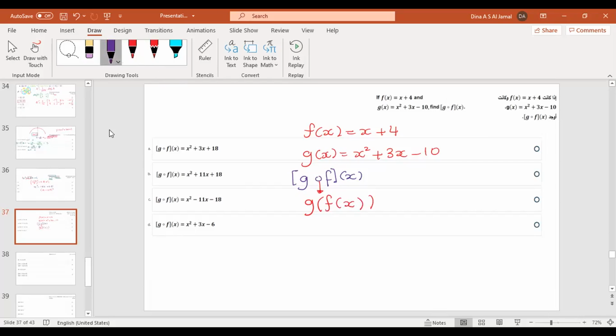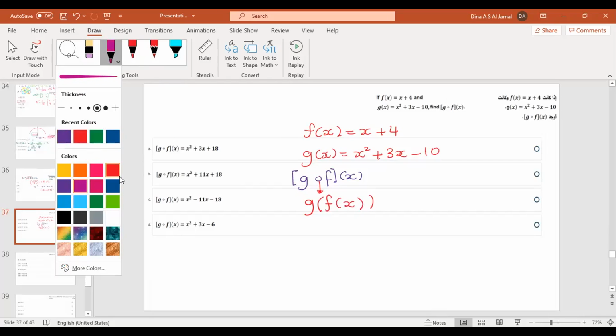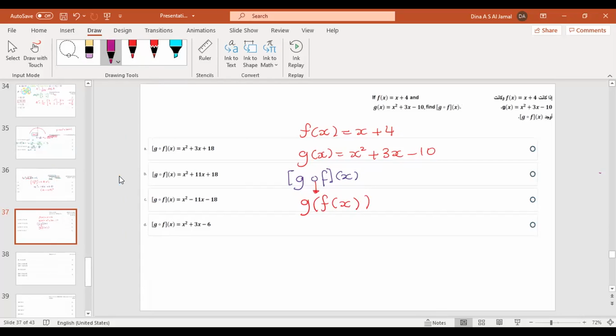So you will be going to your g of x. You will be removing your x, and now your x, it's all about your f of x. So now you will be removing or changing your g of x into g of f of x. So you will be removing each x here, and you will put your f of x. So let's do this now.